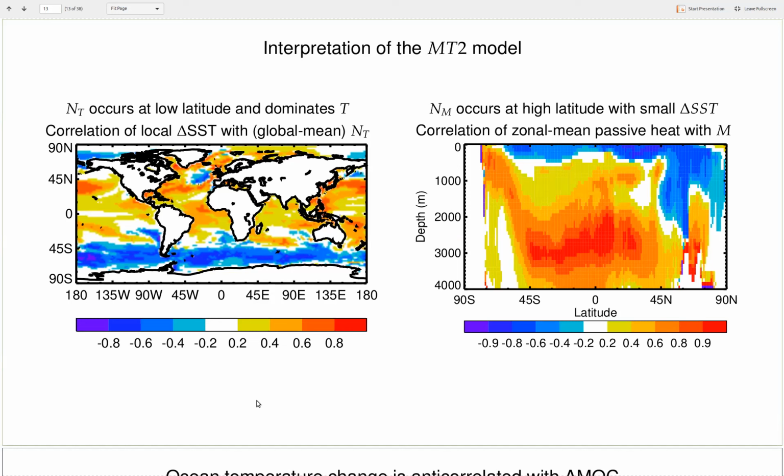NM represents a high latitude heat uptake, which occurs with small local SST and rather small contribution to the global mean temperature change. And this is revealed by a correlation across models of the uptake of a passive tracer that was done in FAFMIP. So a passive tracer was added to the ocean with the same distribution as heat being added under CO2. And correlating across models, there's a strong correlation between where this passive tracer goes, which is the same in total in all models, and the AMOC strength. And you can see that models with stronger AMOC tend to remove the passive tracer from the surface, especially in the Southern Ocean, and store it more underneath. So they are taking up heat more efficiently in that sense.